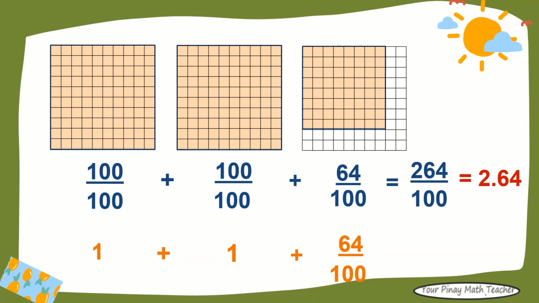Adding 1 and 1, we get 2. And adding it to 64 hundredths, we get a mixed number of 2 and 64 hundredths, which is also equal to 2.64. At this time, let's have exercises.